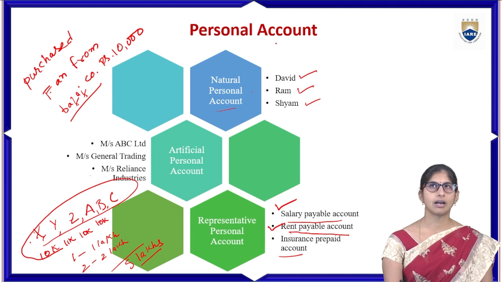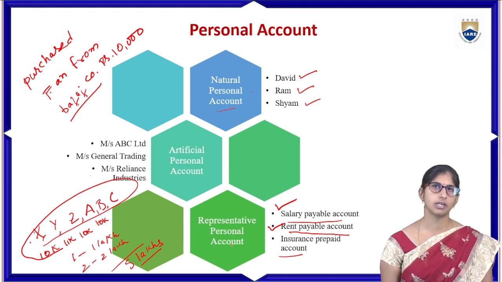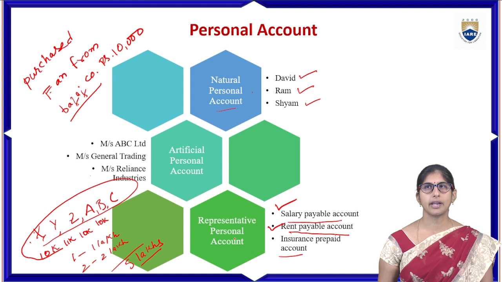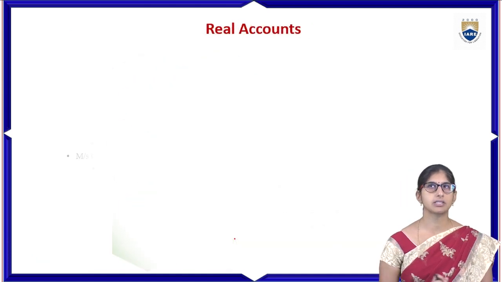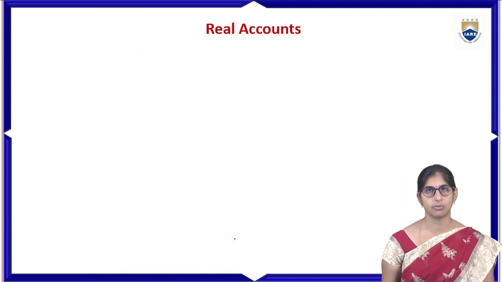So in personal account, we have three types: natural personal account, artificial personal account, and representative personal account items. So this is what personal account items are about. Okay. And now we move on to the next one, that is real account.